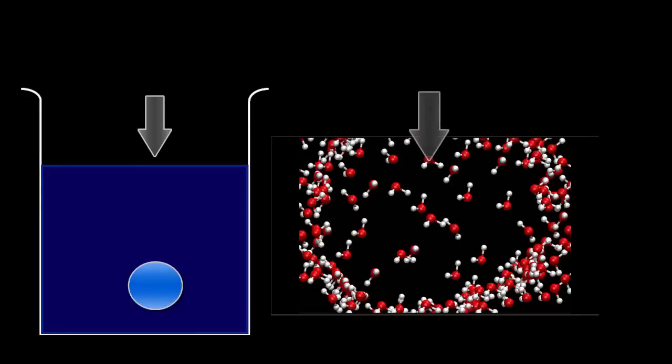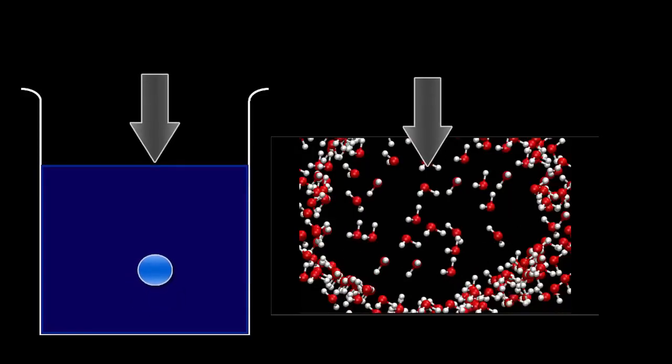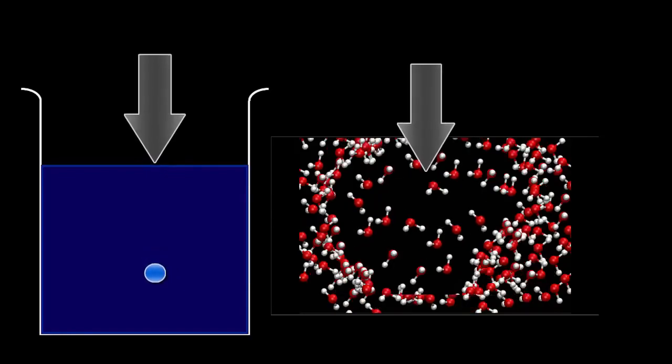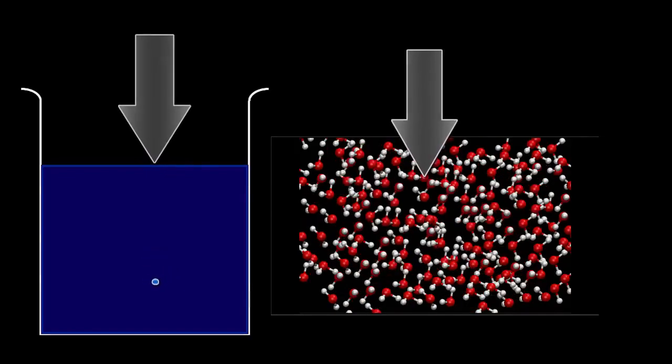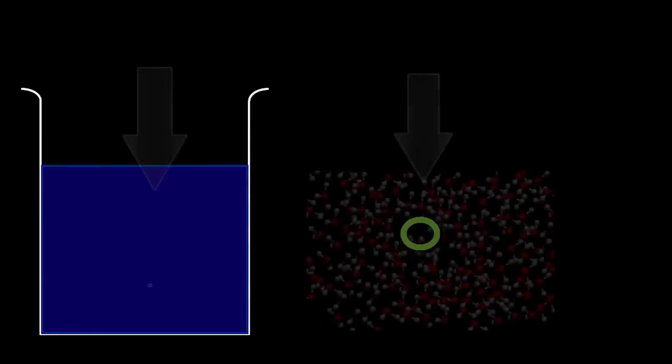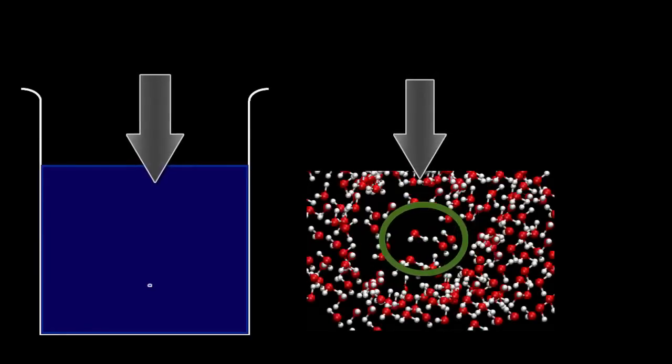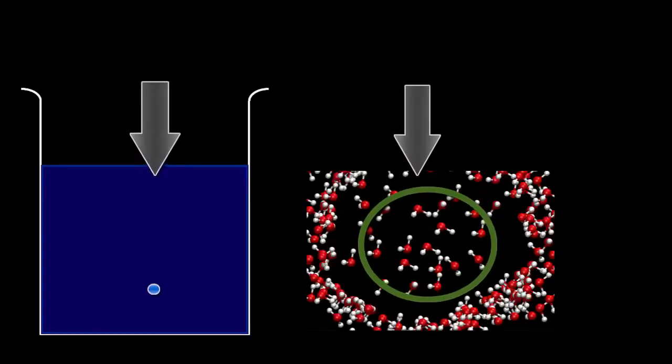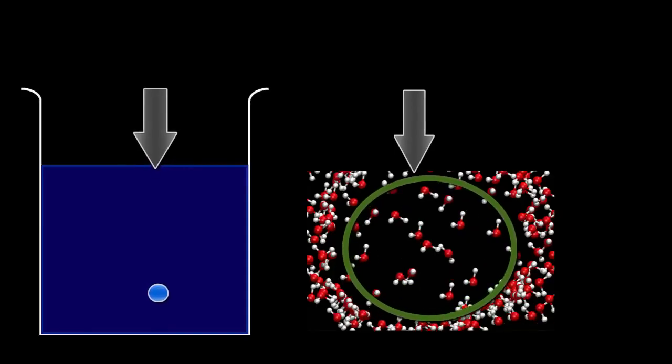So here we have our beaker with a bubble. If we increase the pressure, the molecules in the bubble will move closer together and eventually they'll change back into liquid water. Alternatively, if we decrease the pressure, that makes it easier for those water molecules to spread out and form a bubble, and that's boiling.